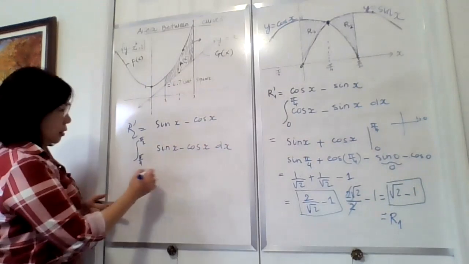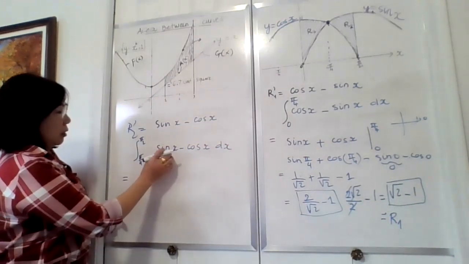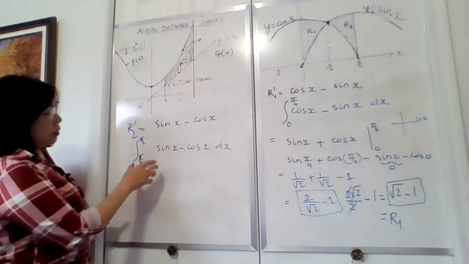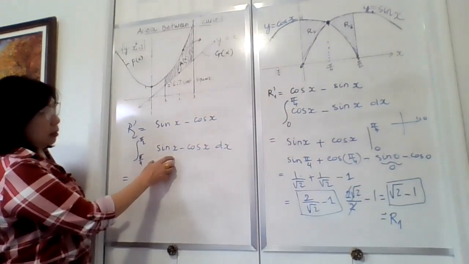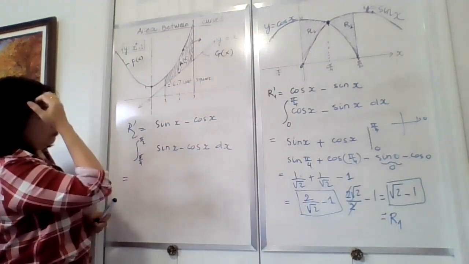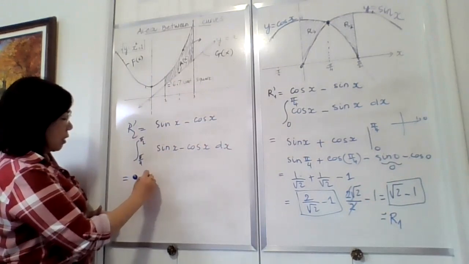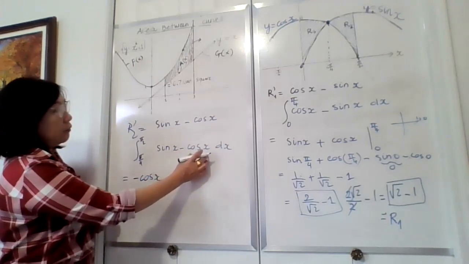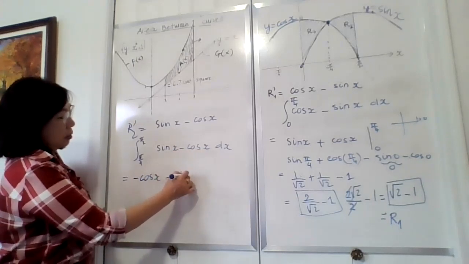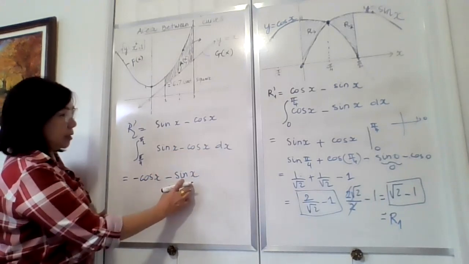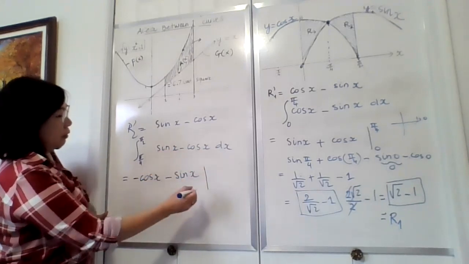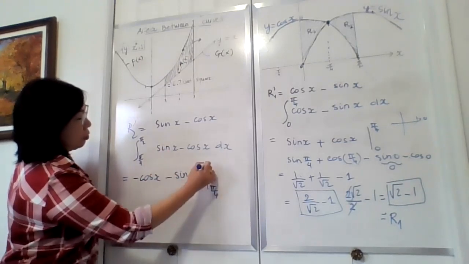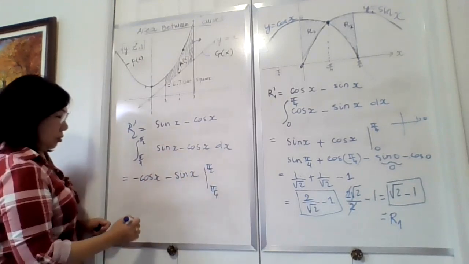So now we're going to take the antiderivative of this. The antiderivative of sine x is minus cos x, and minus the antiderivative of cos x is sine x. So we have minus cos x minus sine x. We're going to integrate from pi over 4 to pi over 2.